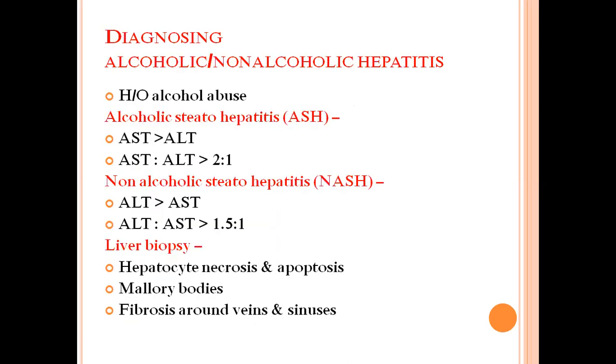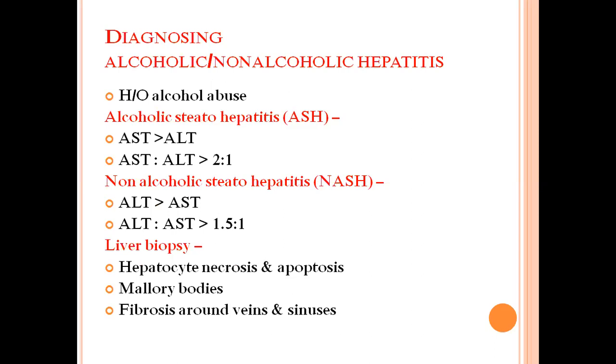Now, diagnosing alcoholic or non-alcoholic hepatitis. First, a history of alcohol abuse is seen, then alcoholic steatohepatitis or ASH is diagnosed by the liver enzyme test, in which AST is greater than ALT. ALT is alanine transaminase, and AST is aspartate transaminase. Here the AST to ALT ratio should be greater than 2:1.